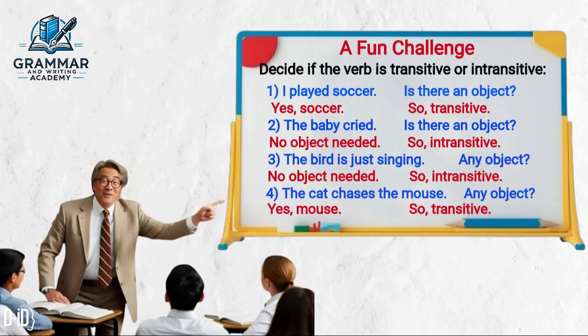A fun challenge. Here are a couple of sentences. Try to decide if the verb is transitive or intransitive. 1. I played soccer. Is there an object? Yes, soccer. So transitive. 2. The baby cried. No object needed, so intransitive. 3. The bird is just singing. No object needed, so intransitive. 4. The cat chases the mouse. Is there an object? Yes, mouse. So transitive.